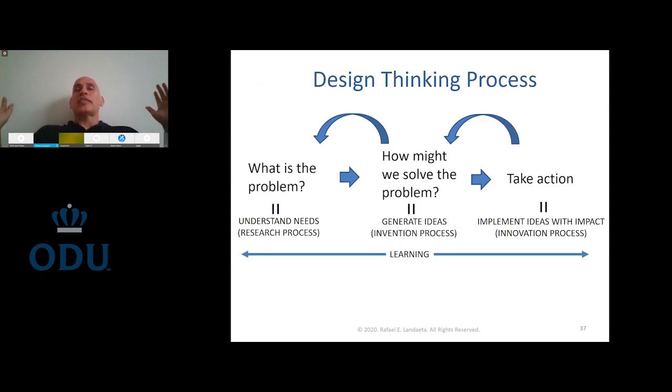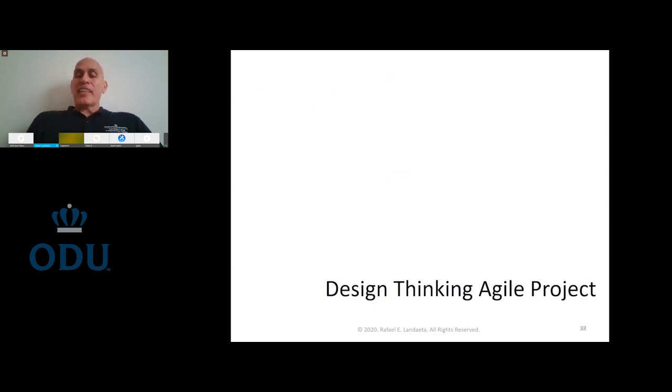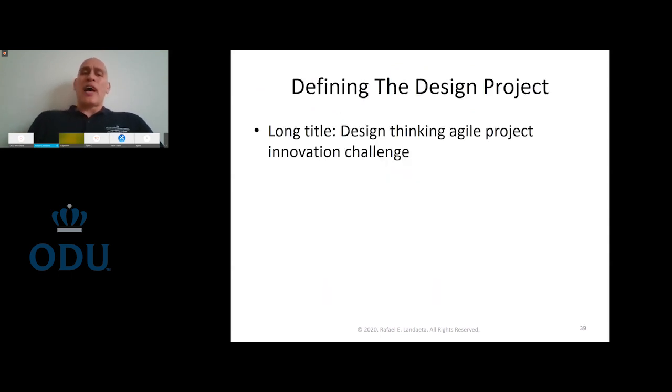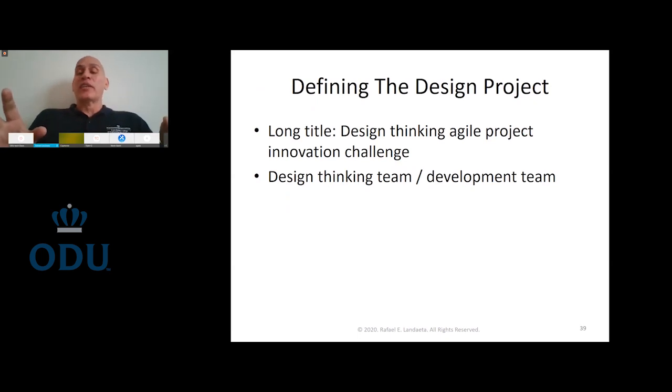Altogether, the whole process, as I said, is pure high-level learning happening. And learning by feedback, like learning before things happen, but it's pure learning. And we learn before things happen by doing simulation, by the way. Well, Design Thinking Agile Project, a long title, is a Design Thinking Agile Project Innovation Challenge. You can put all these words in different ways. To me, it pretty much means the same. So I always refer to a design project, design thinking project, and agile design project. You can change the order of these words and it pretty much means the same.